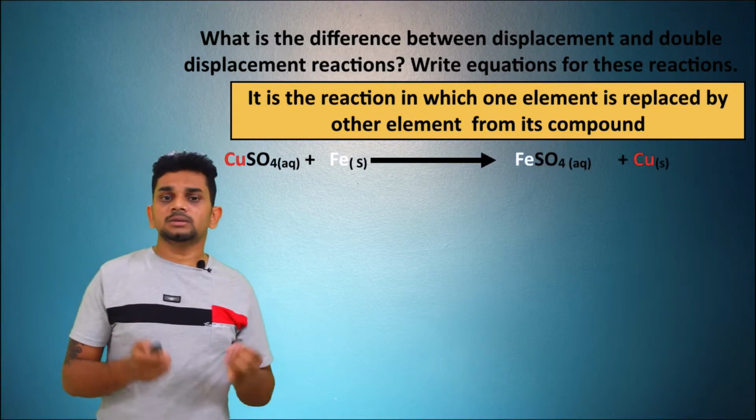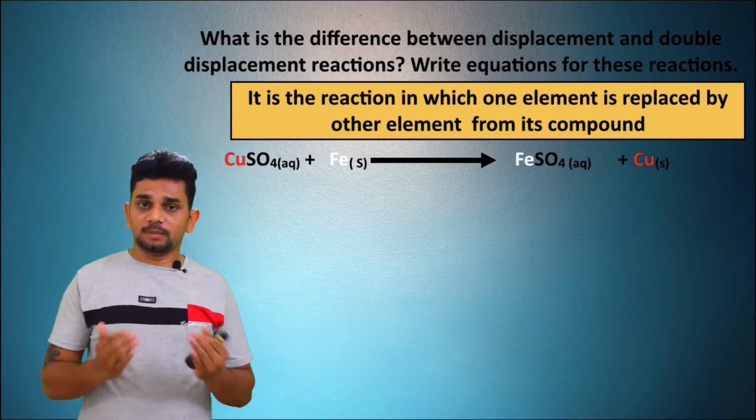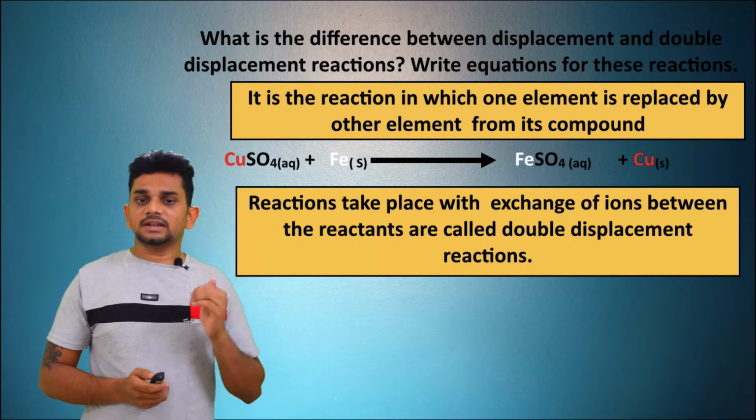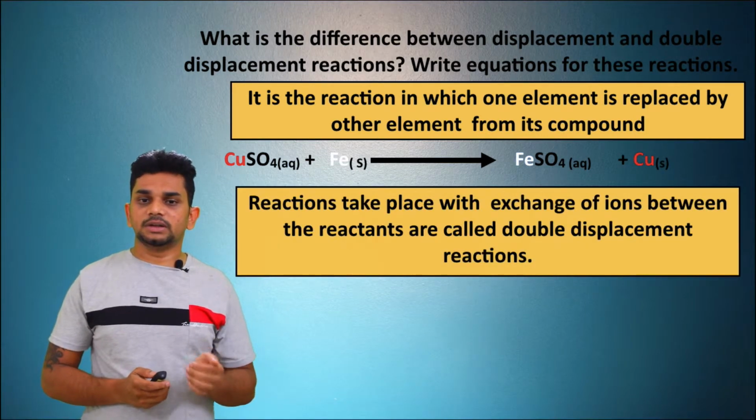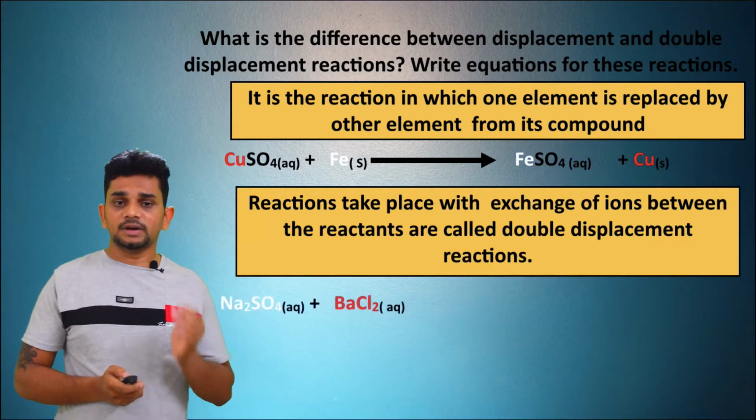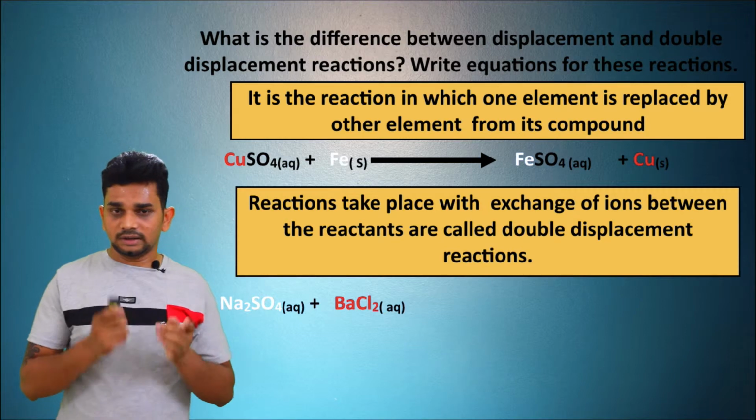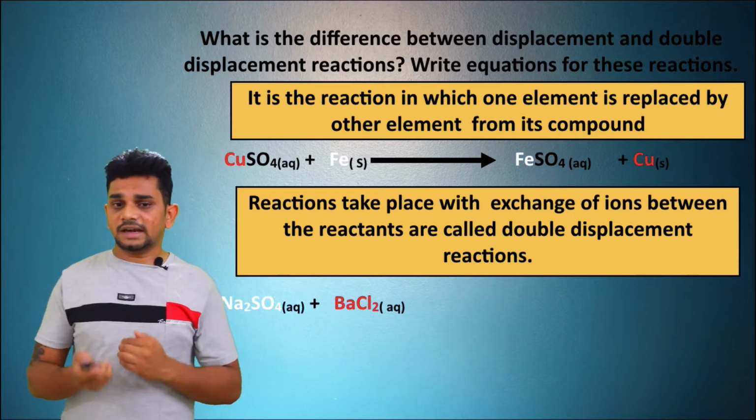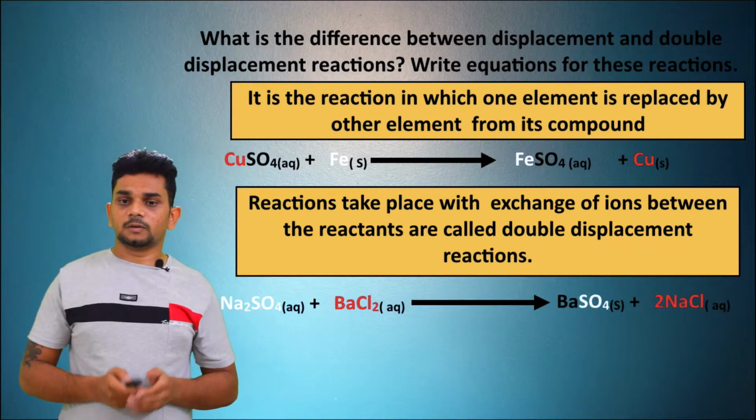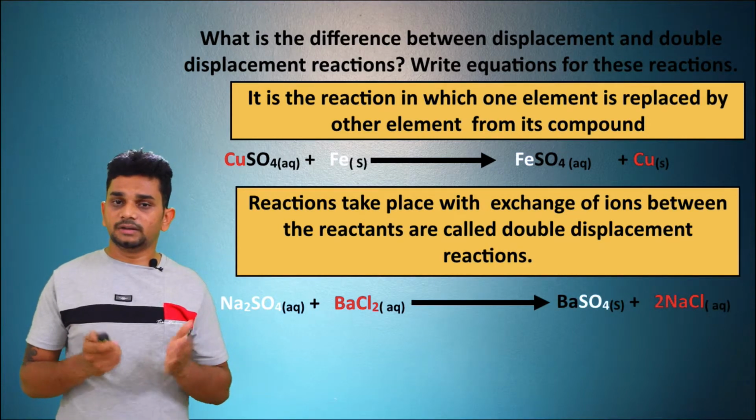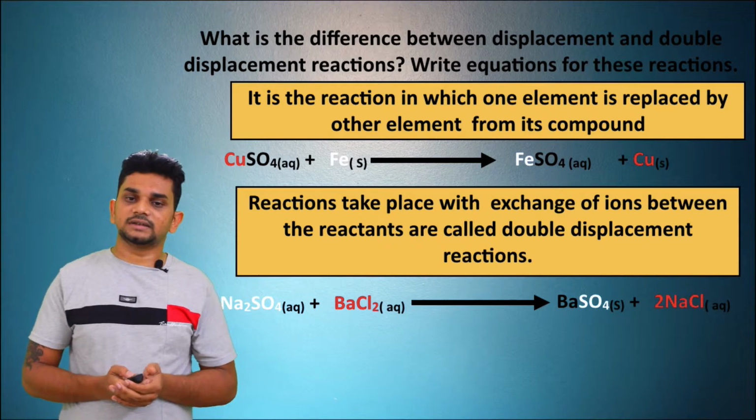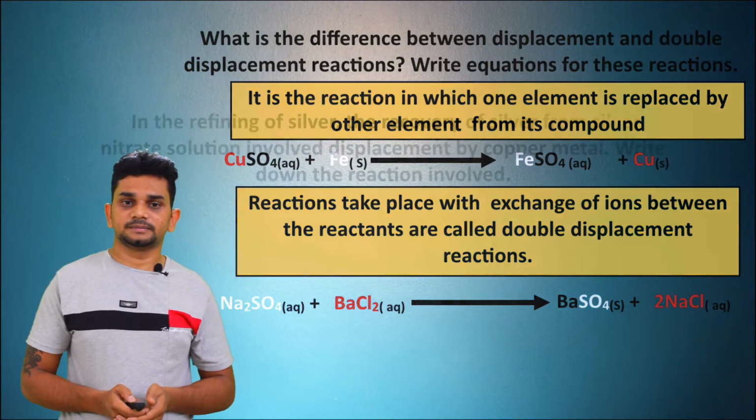Now we can discuss double displacement reaction. Double displacement reaction means there is an exchange of ions between compounds. Example, Na2SO4 plus BaCl2. They exchange ions, and after the reaction we get BaSO4 plus 2NaCl. Reactions that take place with the exchange of ions between the reactants are called double displacement reactions.